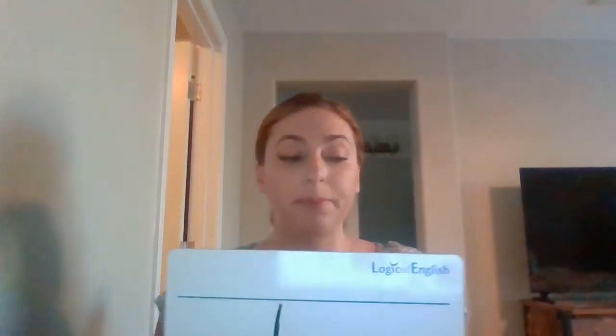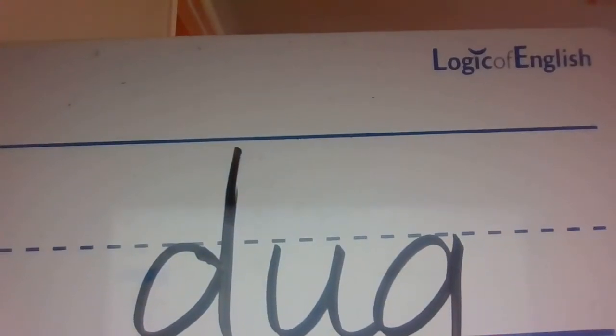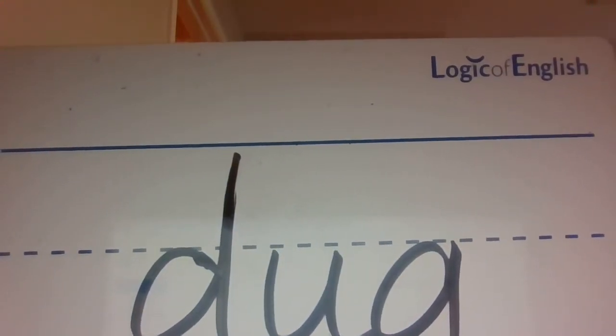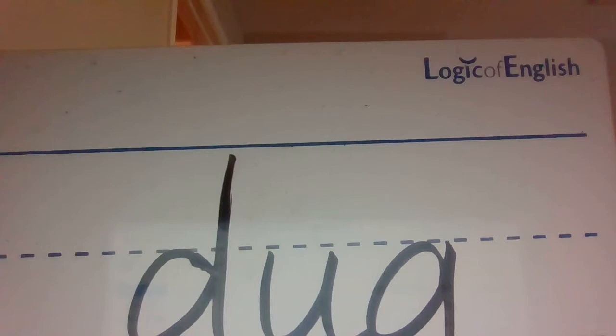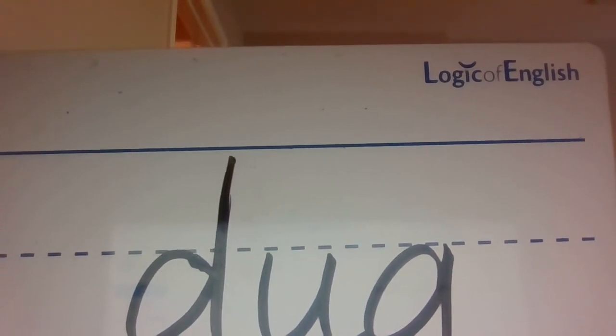Okay. All right, friends. Let's do one more word, please. I'm going to introduce you to one more. Make sure my writing is neat enough here. All right. Our next word is dug. He dug a hole. Dug.